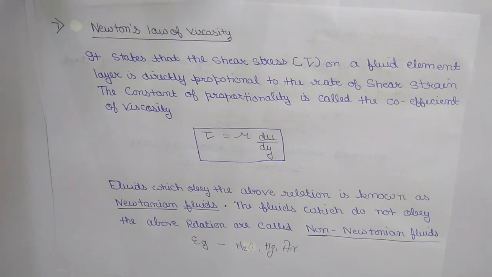One of the most important laws in fluid mechanics is Newton's law of viscosity. It states that the shear stress, that is tau, on a fluid element is directly proportional to the rate of shear strain. The constant of proportionality is called the coefficient of viscosity, that is tau is equal to nu du upon dy. Fluid which obeys the above relation is known as Newtonian fluid. The fluid which does not obey the above relation is called non-Newtonian fluid. And the examples are H2, water, mercury, and air.